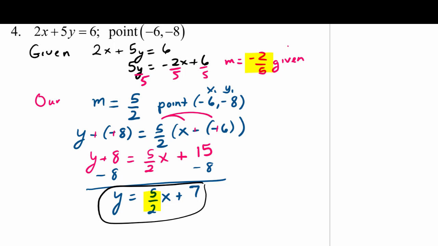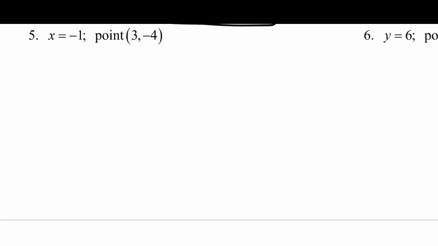Hopefully you're catching on. So our last two problems are going to be those special cases again with the horizontal and vertical lines. So let's take a look at those real fast here. Okay, so now we have this vertical line x equals -1, and we want to find the line that's perpendicular to the vertical line, and that goes through the point 3, -4.